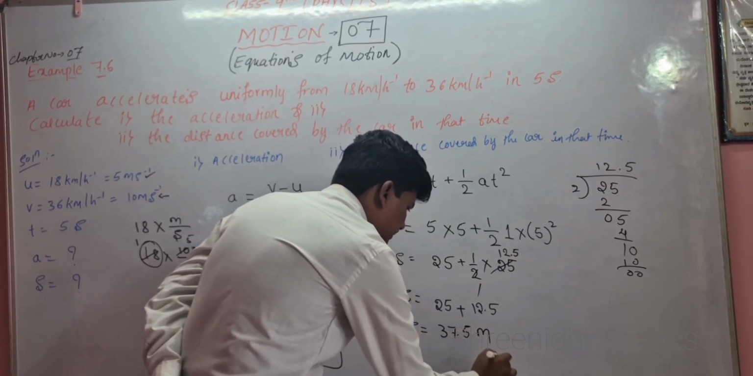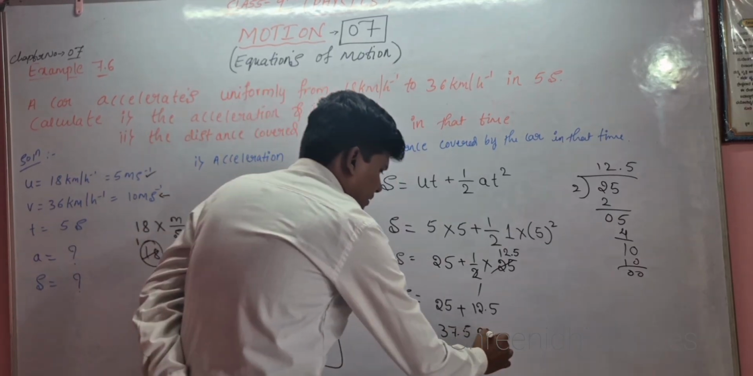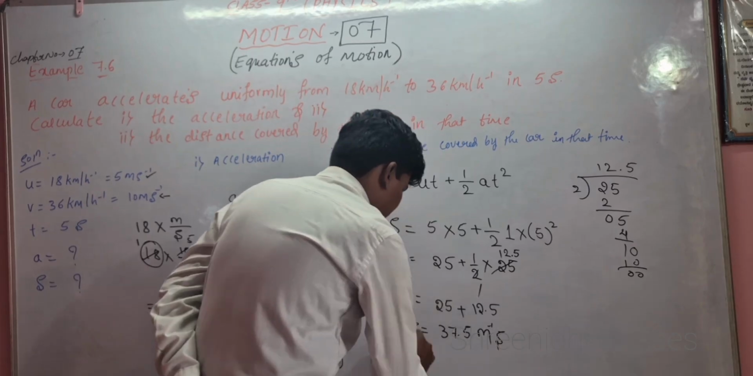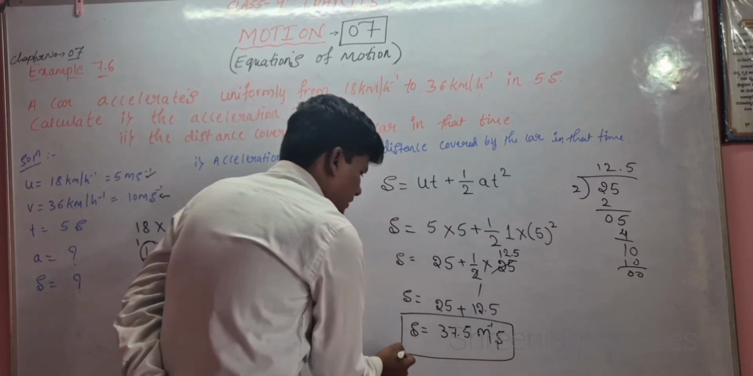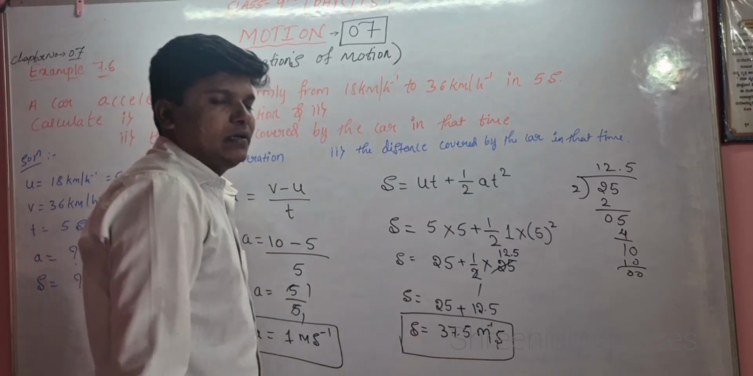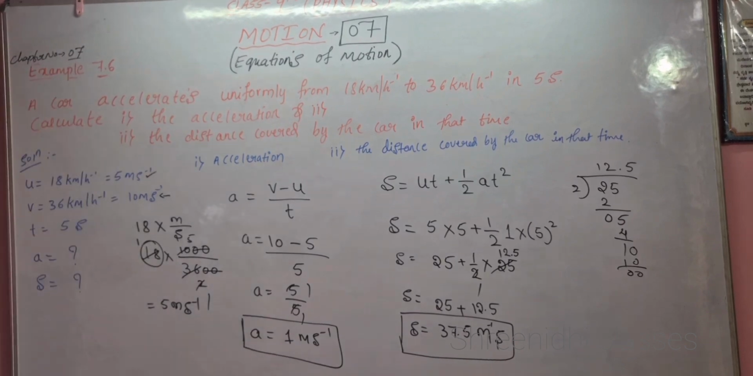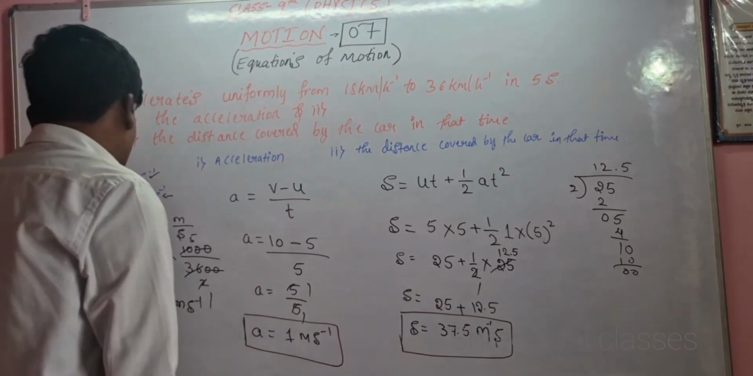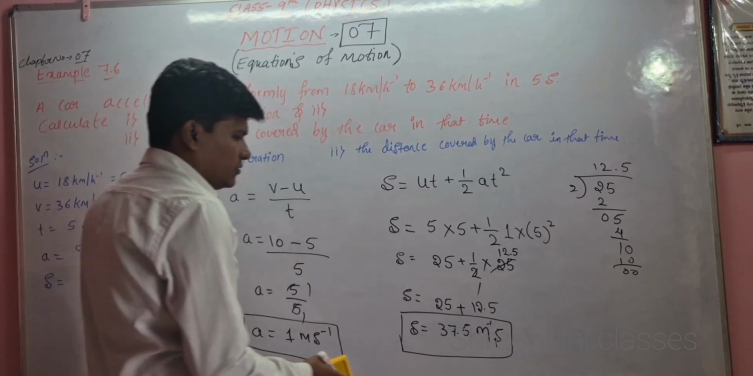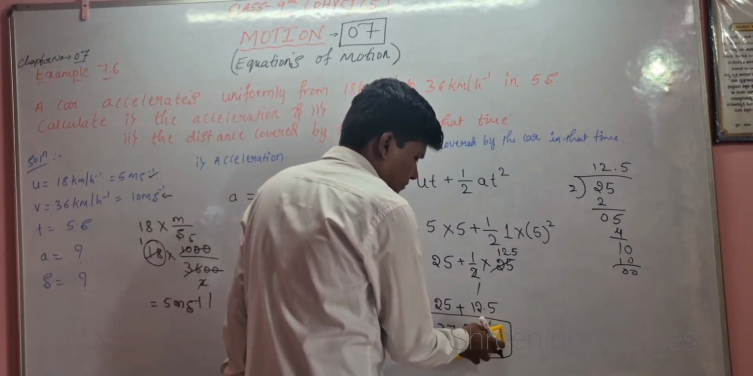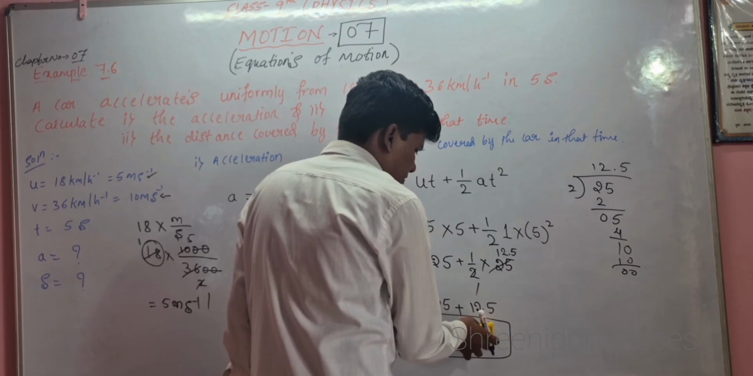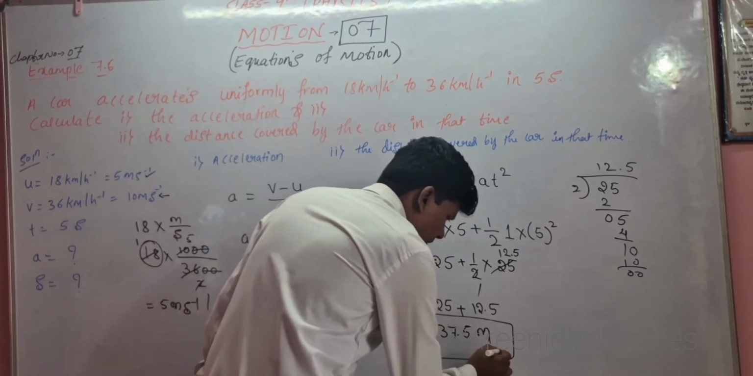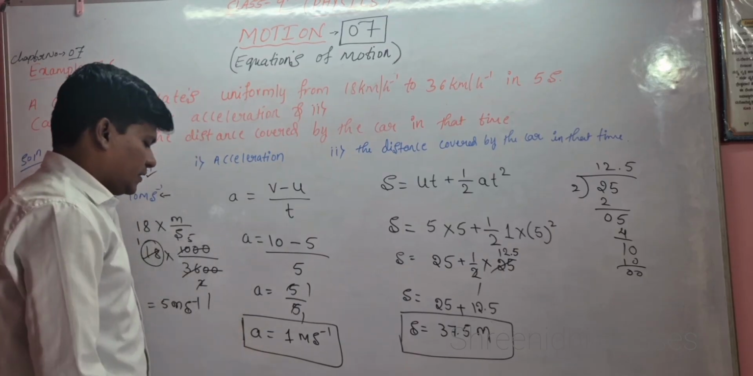So meter. This meter per second. This is the distance covered. Okay, or we can also write meter, not centimeter. The distance 37.5 meter.